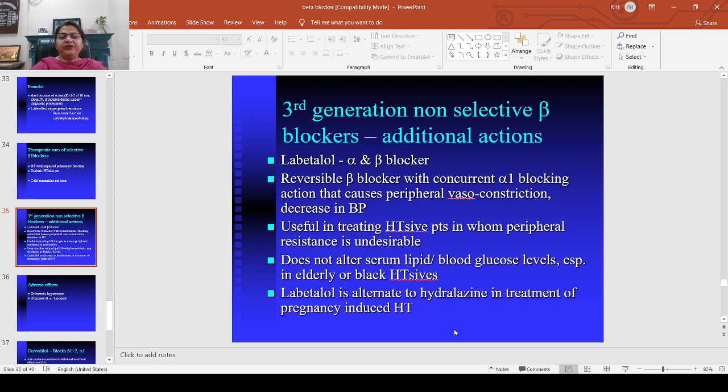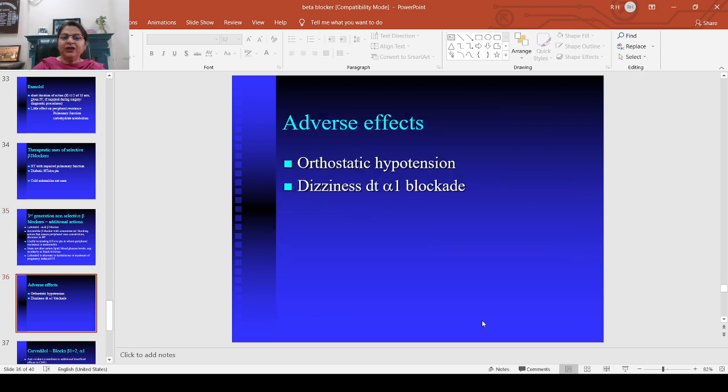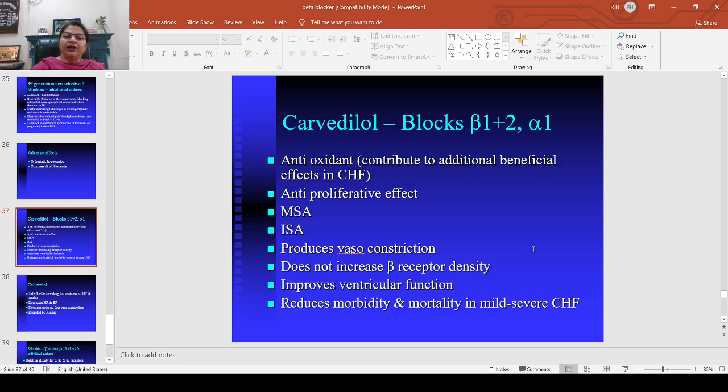Labetalol is useful in treating hypertensive patients in whom peripheral resistance is undesirable. They do not alter the serum lipid or blood glucose levels, especially in elderly or the black hypertensive patients. Labetalol is alternate to hydralazine in treatment of pregnancy-induced hypertension. So labetalol is one of the drugs of choice for the treatment of pregnancy-induced hypertension. Labetalol can cause orthostatic hypotension and dizziness, which is because of action on alpha 1 receptors' blockade.